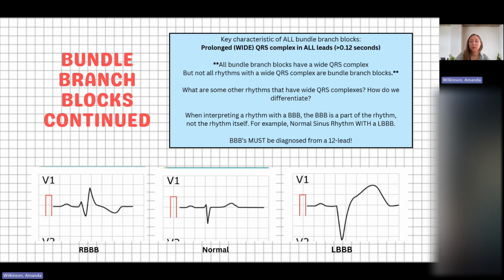So you need to interpret it as, for example, a normal sinus rhythm with a left bundle branch block, or an atrial fibrillation with a right bundle branch block. And finally, to confirm whether it is a right or left bundle branch block, please get a 12-lead ECG and don't base it off your bedside monitor alone.